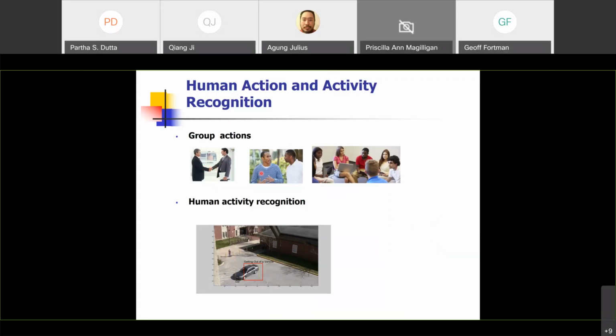This may be a dialogue. So we want to recognize this interaction between humans. We are also interested in human activity recognition.